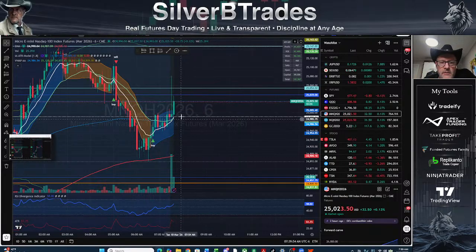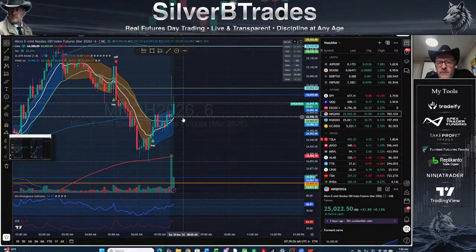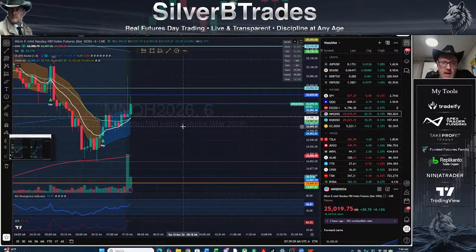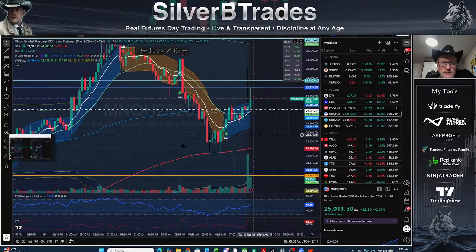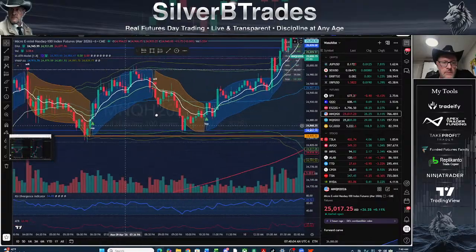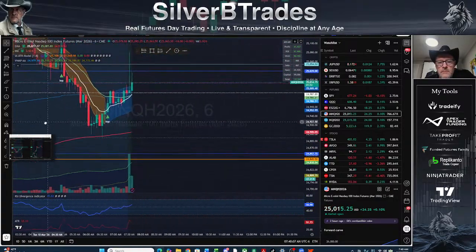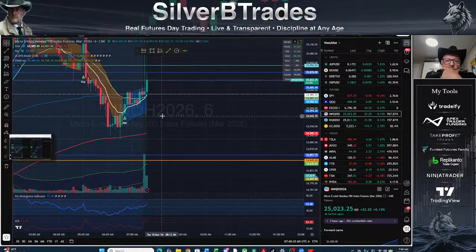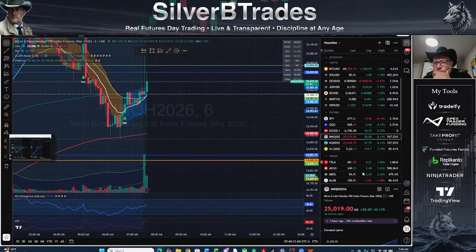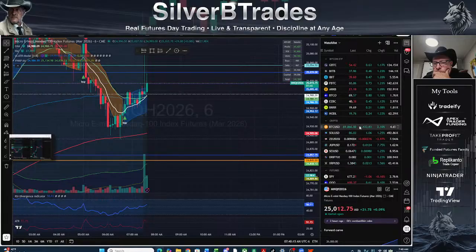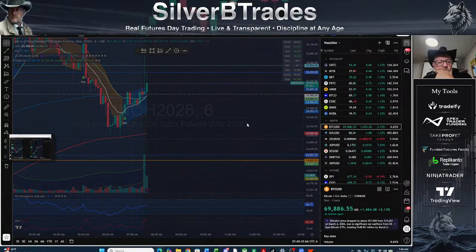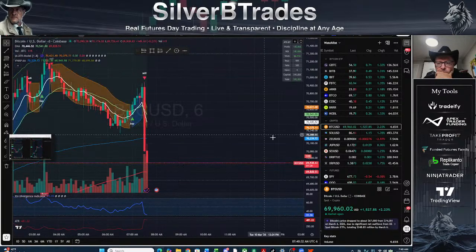So my retracements that I look for are typically bounces off of this white line, which is the 9 EMA. The 1 minute's very back and forth. I was tempted to look for shorts, but we're still riding above 25,000. So I'm just waiting.